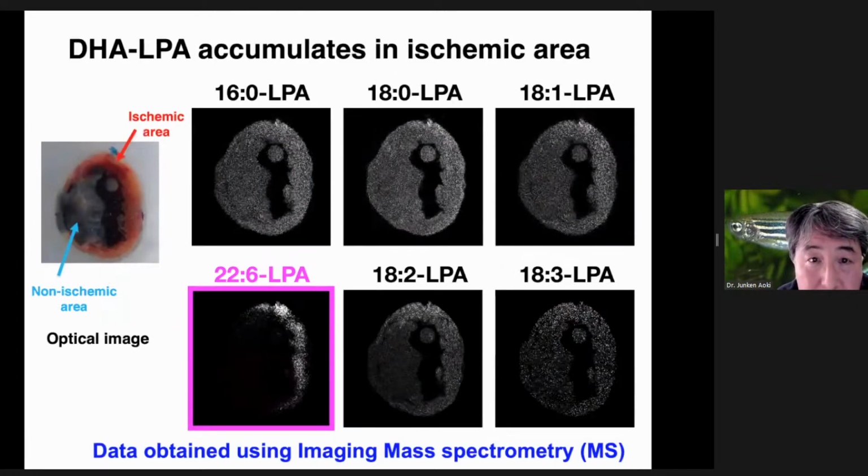We also confirmed the presence of DHA-LPA using mass imaging. And as you can see here, unlike other LPA species, DHA-LPA is localized in the ischemic area, as shown in the left panel. So these two experiments confirm that DHA-LPA is produced in the ischemic area after the heart attack in the MI model.